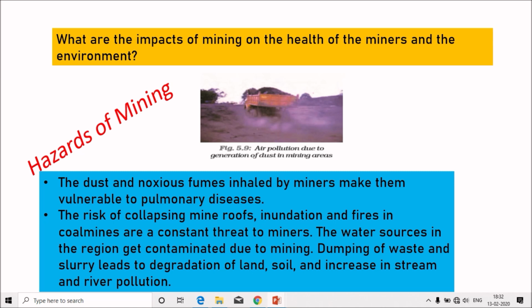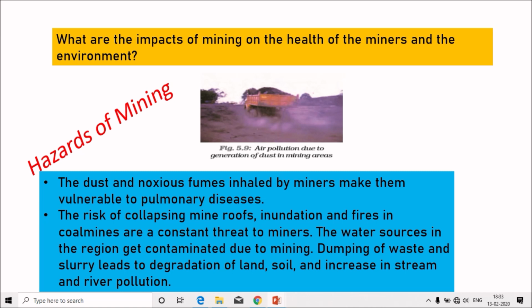The water sources also get contaminated due to mining. And the other factor is the dumping of the waste and the slurry, which leads to degradation and an increase in stream and river pollution. So basically the impact of mining is very huge on the miners and also on the environment.